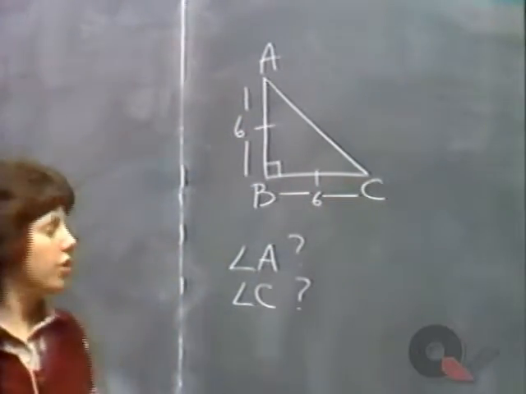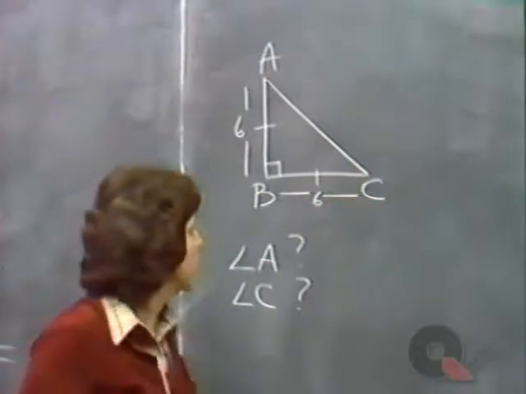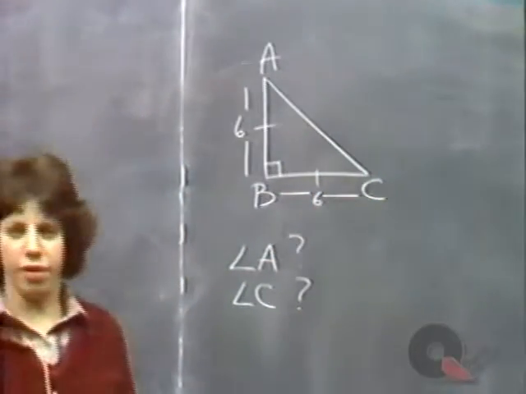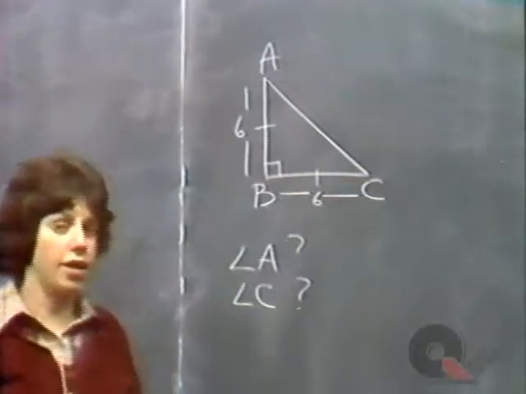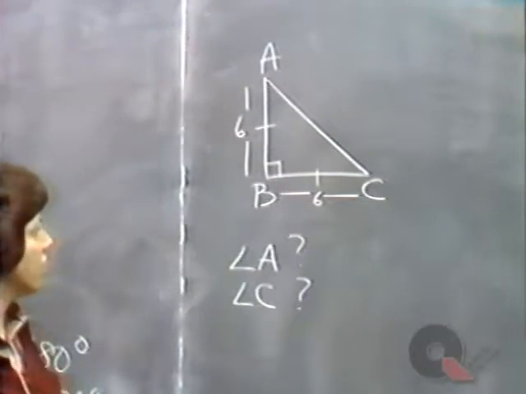There will be a method for figuring out the length of AC. There is a videotape on what we call the Pythagorean theorem. That'll come a little later. Right now, all I want from you is the sizes of angle A and angle C.